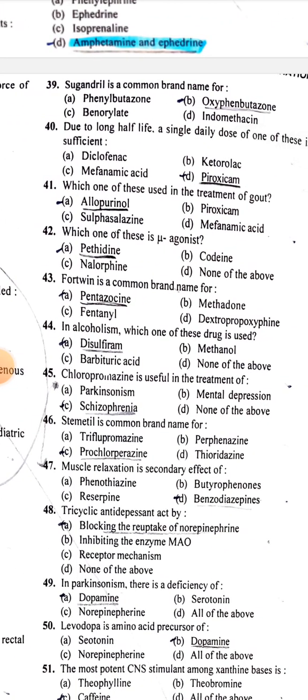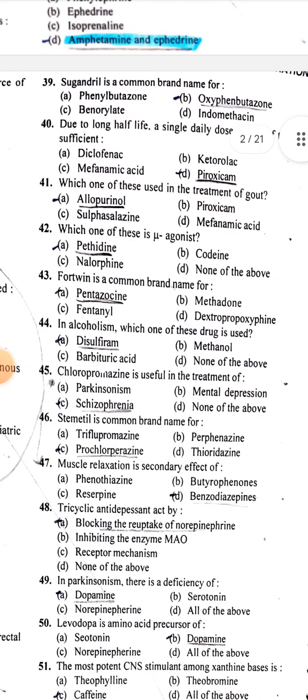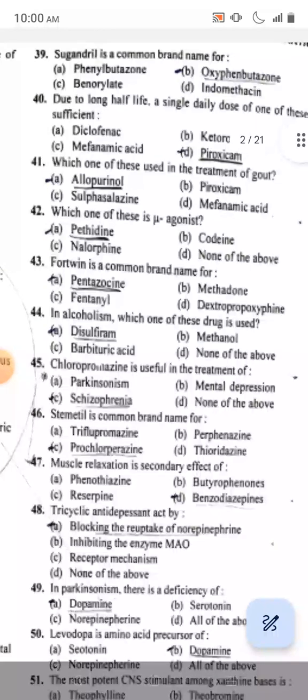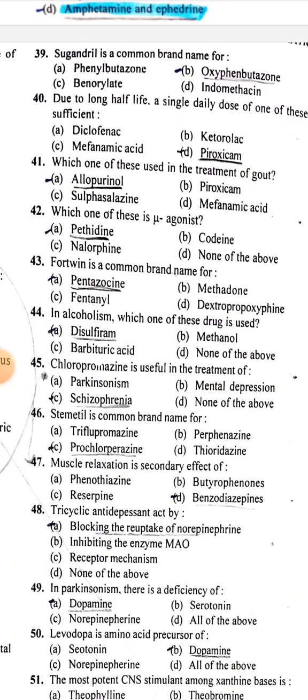Sugandril is a common brand name for oxyphenbutazone. Due to long half-life, a single daily dose of one of these is sufficient, that is piroxicam. Which one of these is used in treatment of gout? Allopurinol. Which one of these is a mu agonist? Pethidine. Fortwin is a common brand name for pentazocine.